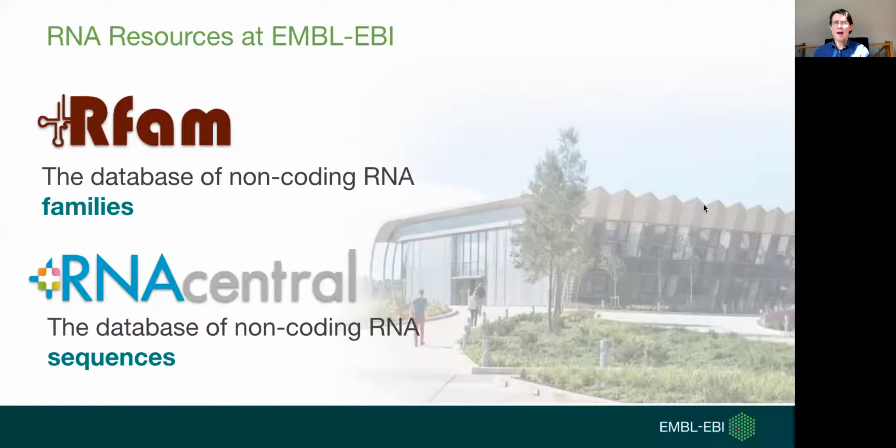At EBI, we have two major databases for non-coding RNA biology. One is called RFAM, and that's the database of non-coding RNA families. Using RFAM, it's very easy to annotate newly sequenced genomes with non-coding RNAs. I really encourage you to go to rfam.org and see what RFAM has to offer. But today we'll be focusing mostly on RNA-Central. And that is a database of non-coding RNA sequences.